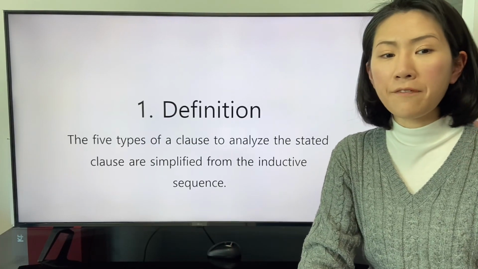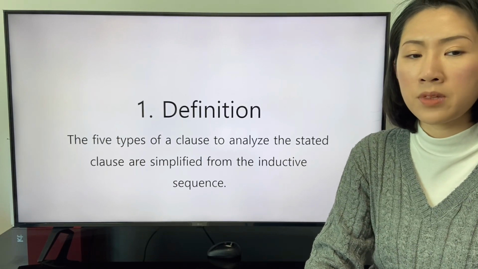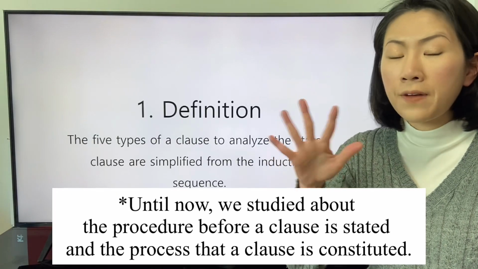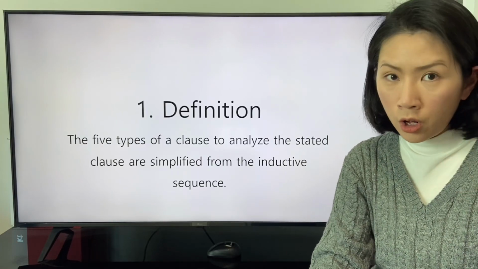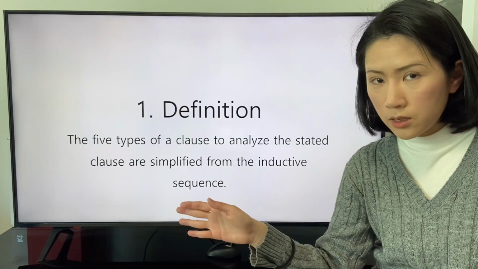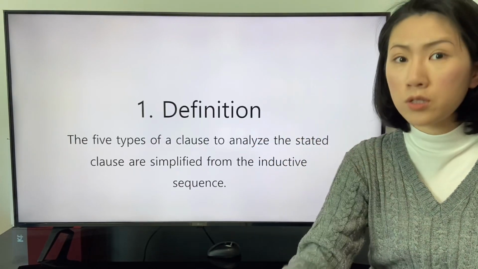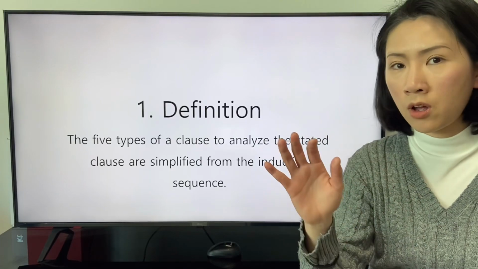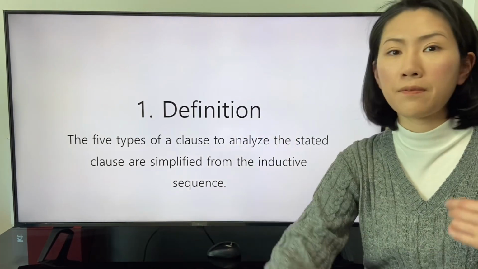The 5 types of a clause to analyze the stated clause are simplified from the inductive sequence. The 5 types of a clause are a tool to analyze a clause that is already stated. Before we start to study the 5 types of a clause, it is good to understand why there is an exceptional clause with the 5 types of a clause.